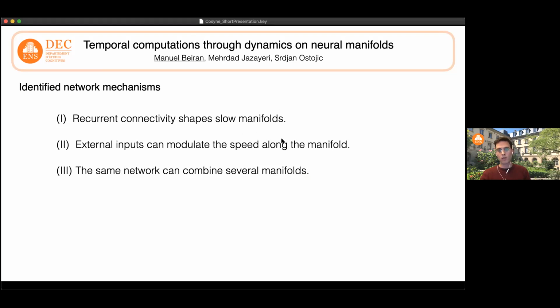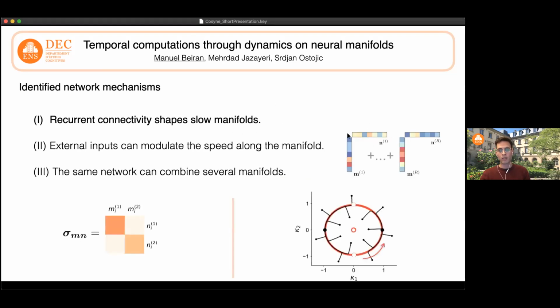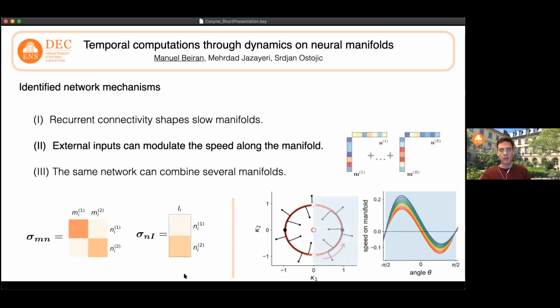We studied then how to generate these slow manifolds, and we found that in low-rank networks, it is important to have strong correlations between the different connectivity patterns in each of the rank 1 structures. These correlations are summarized in this matrix here, that, for example, in a rank 2 network would generate a ring slow manifold. Then we can add an external input whose amplitude would modulate the speed along this manifold whenever it's correlated with the connectivity patterns.